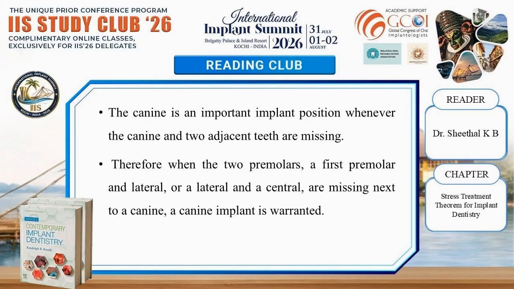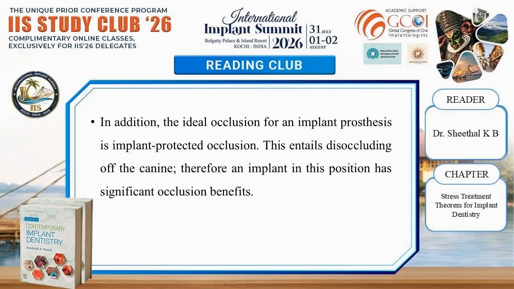The canine is an important implant position whenever the canine and 2 adjacent teeth are missing. Therefore, when the 2 premolars, a first premolar and a lateral, or a lateral and a central are missing next to a canine, an implant is warranted. In addition, the ideal occlusion for an implant prosthesis is implant-protected occlusion. This entails disoccluding of the canine. Therefore, an implant in this position has significant occlusion benefits.